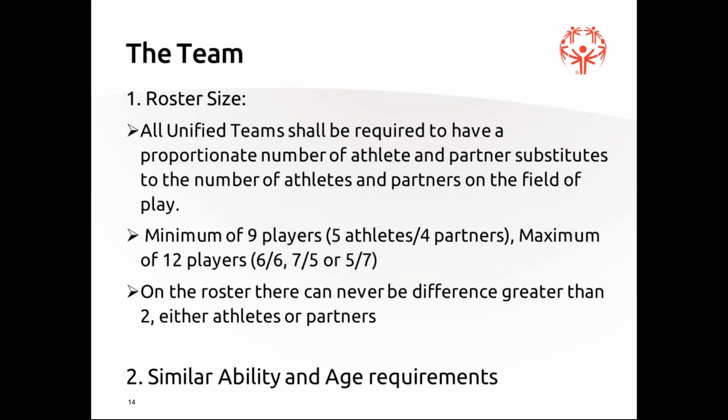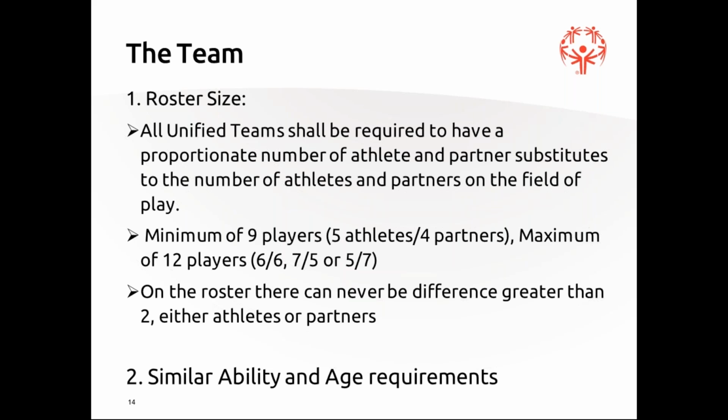All right, let's talk about this team you're putting together. Roster size. Remember that all unified teams shall be required to have a proportional number of athletes and partners, and substitutes, to the number of athletes and partners that are on the playing field. For example, you need a minimum of 9 players, 5 of which are athletes and 4 are partners. Then you have a maximum of 12 members on your team. We're looking at 6 athletes and 6 partners, 7 athletes and 5 partners, or 5 athletes and 7 partners. But once you're on the field, you always have your 5 and 4.